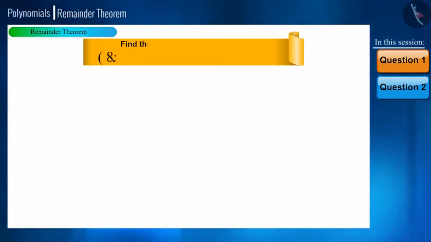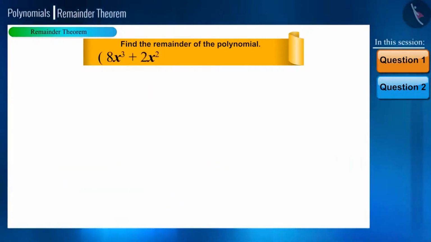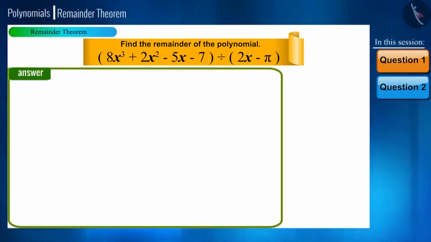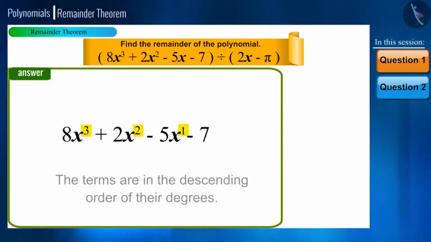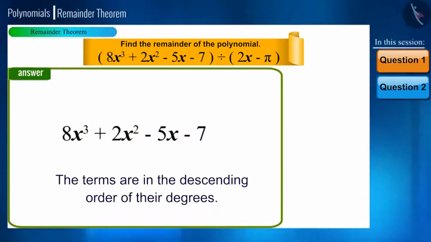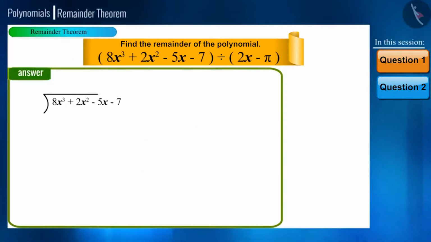Divide the polynomial 8x cubed plus 2x squared minus 5x minus 7 by a linear polynomial 2x minus pi to find the remainder. We have to first ensure that the given polynomial is arranged in the descending order of its powers. Yes, this polynomial is in descending order. Now, write it in the division format.